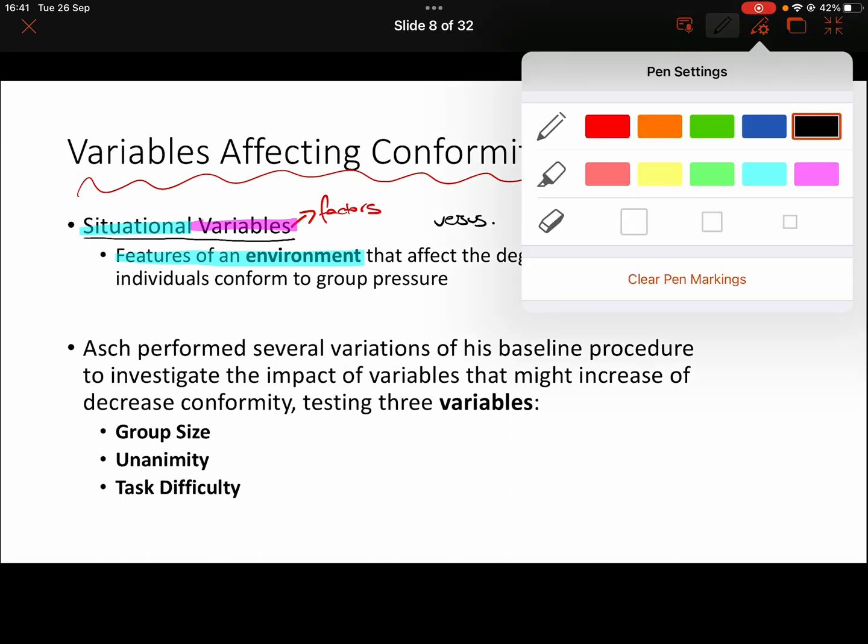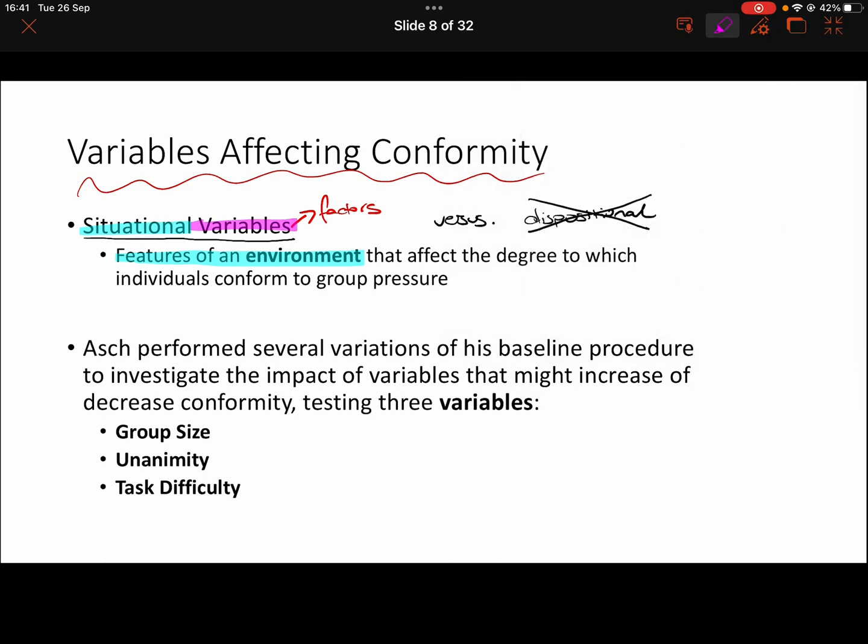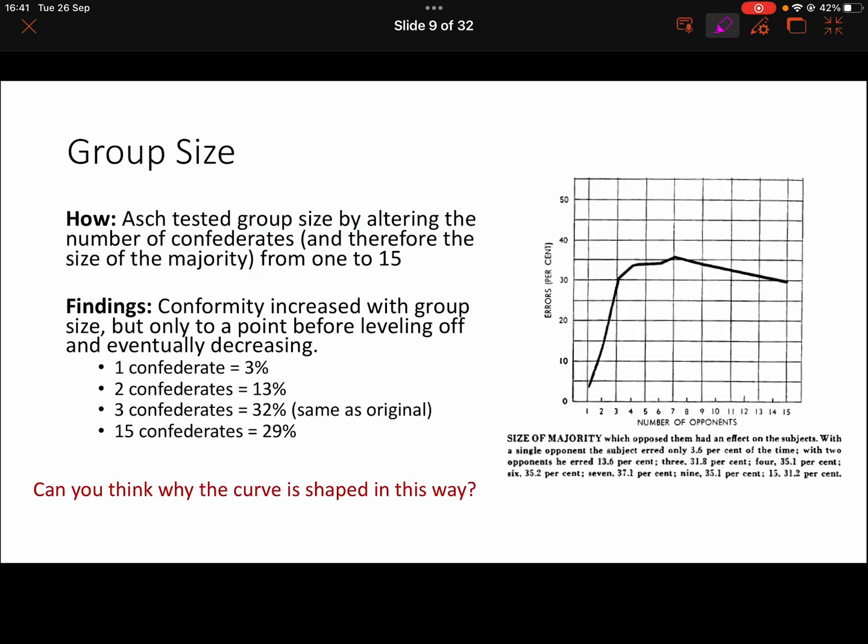So Asch, in addition to his baseline study, which he conducted in 1951, also conducted several variations of this study, each time varying one variable at a time. In total, he looked primarily at 3 key variables that are all shown to affect conformity: group size, unanimity, and task difficulty. So let's start with looking at group size, and let's see how Asch's findings align with your predictions.